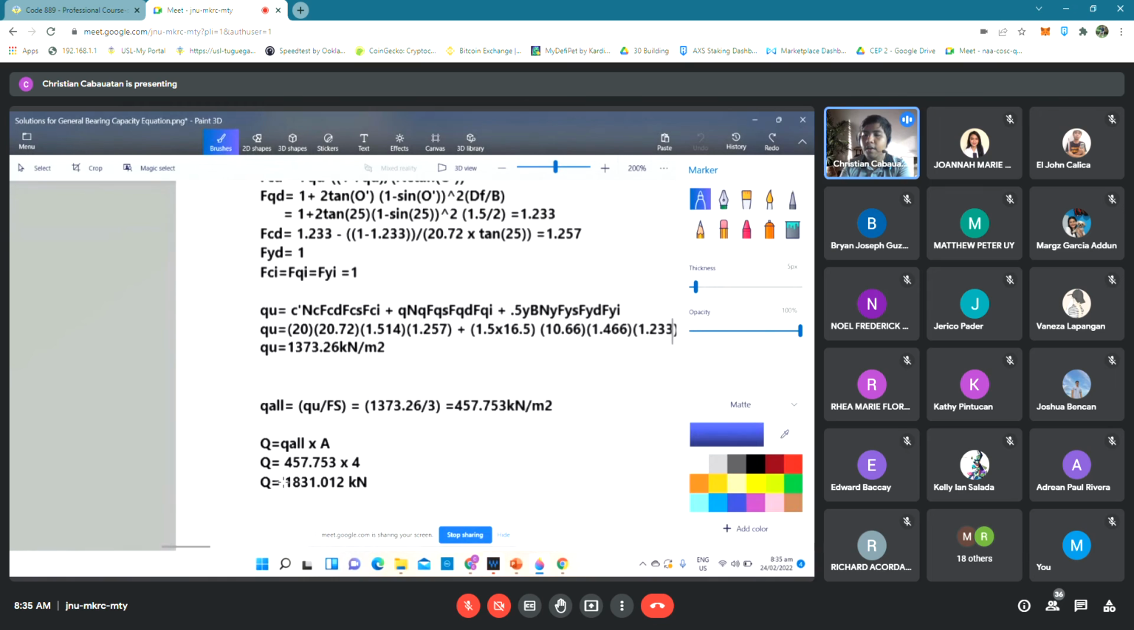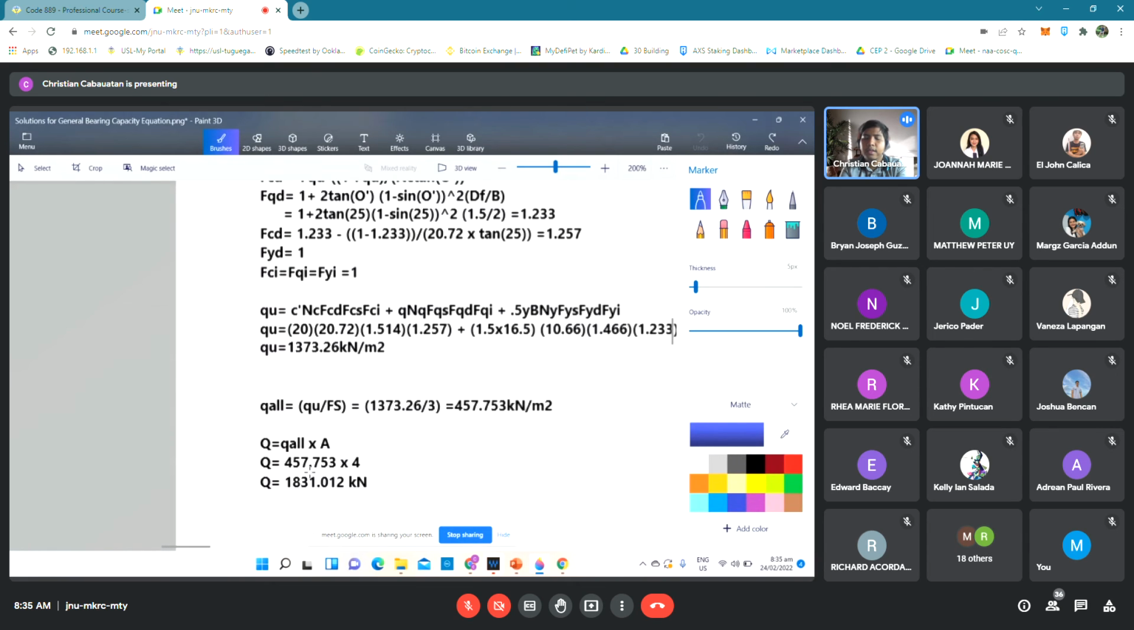So, andyan na, nakuha na natin si Q load. The allowable load na ating hanapin. And then, mamaya, may magtatanong sa inyo, kagaya sa other set kahapon na, "Sir, nagkataon lang po ba na yung ating QU at pinag-add natin kay Q allowable, makukuha si Q allowable?"